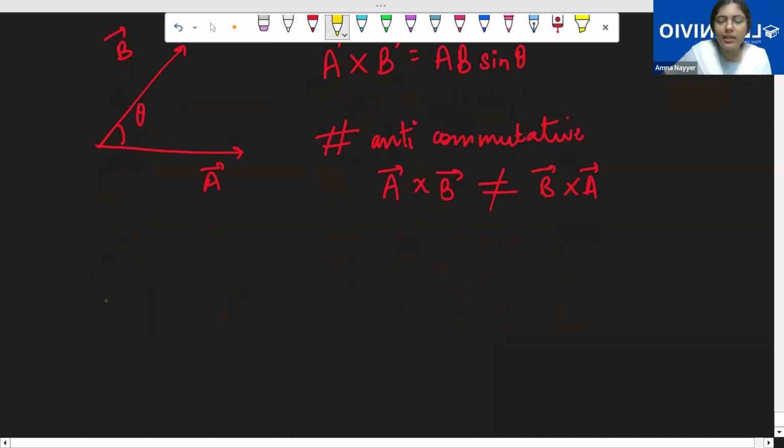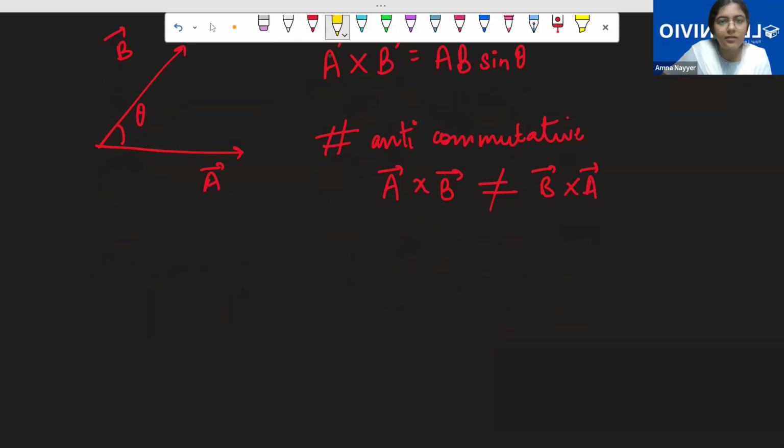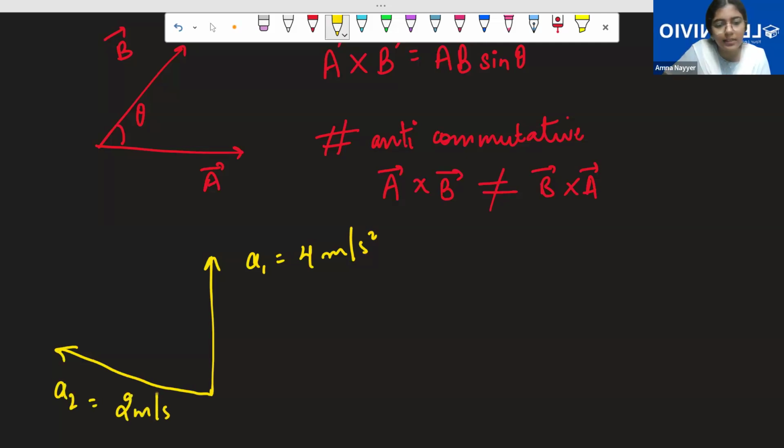So anyway, sine theta will come. Let's say one example I'll give you. Let me take a basic one. Let's say this is the acceleration, that is 4 meter per second square. And this is another acceleration acting on the body, that is 2 meter per second square. The angle between them is 30 degrees. So when we take the cross product A1 into A2, that is magnitude of A1, magnitude of A2 into sine theta.